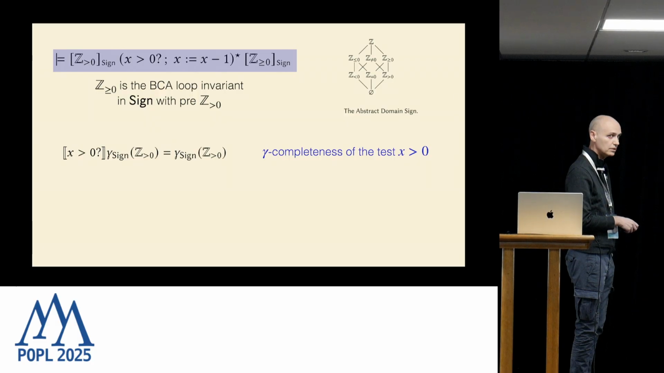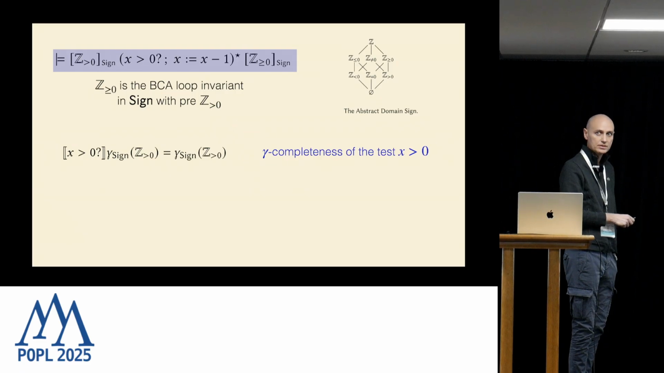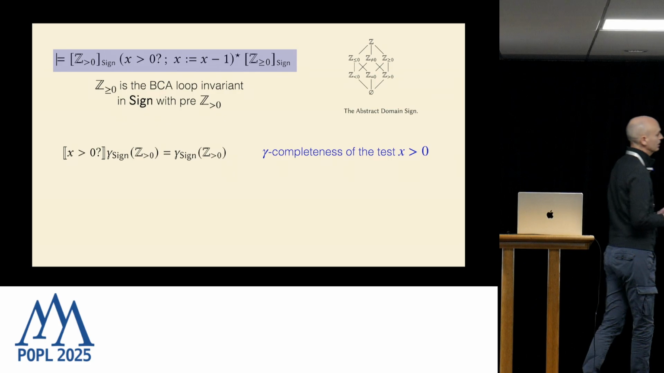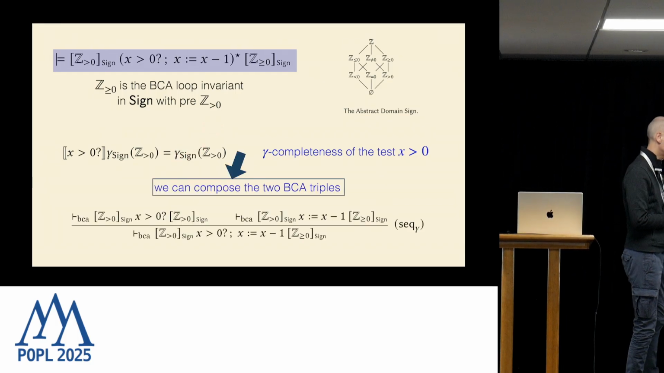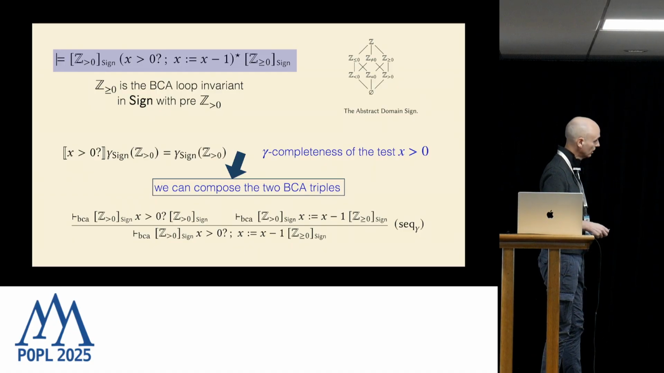And we can do that because for the first, what holds is the gamma completeness of that test. Gamma completeness means that you take a guy which is in the domain and you have as postcondition a guy in the domain. And here this happens because if you filter x is greater than 0 with x is greater than 0, you get x is greater than 0. And so this is a sufficient condition for composing the two triples. And so here gamma completeness holds, and so you can join this with this, you can compose, and you get this. And this is a valid triple.